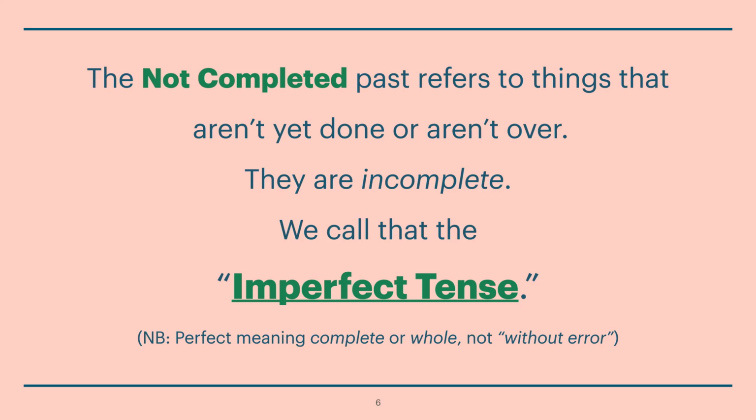Now, it's important to understand that when we use the words perfect and imperfect, we're referring to things that are complete or whole, not without error, like we use the word perfect in other contexts. So perfect means complete or whole.